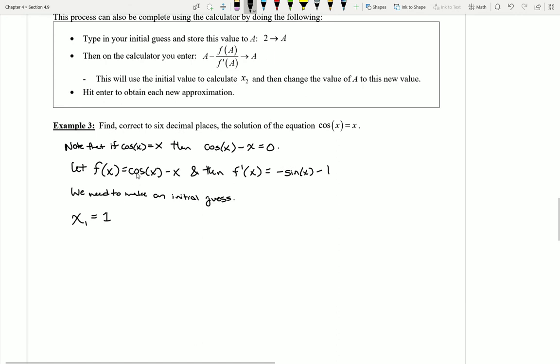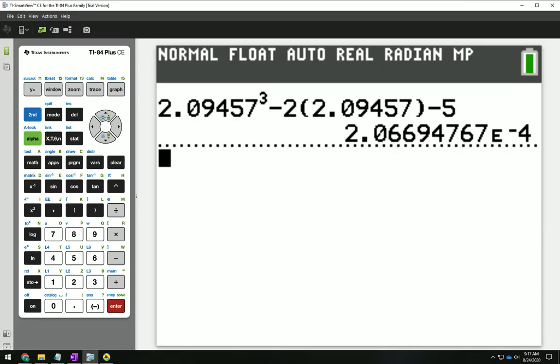Now again, I don't know how many approximations I'm going to need here because I'm not told to do 3 or 4 or 5. I'm told to make sure that the first 6 decimal places are accurate. So to do this, I'm going to use my calculator to help me find my next approximation very, very quickly. And to do that, I'm going to follow those steps that are going to be in the box here. So let's take a look at how I would do this.